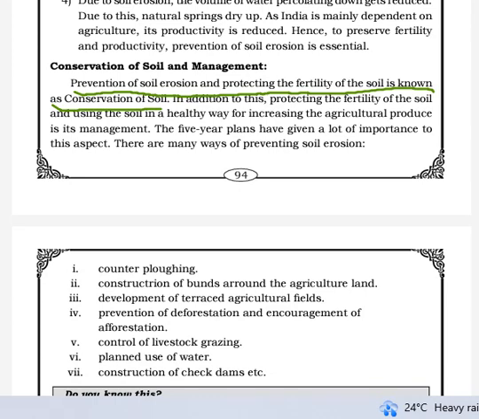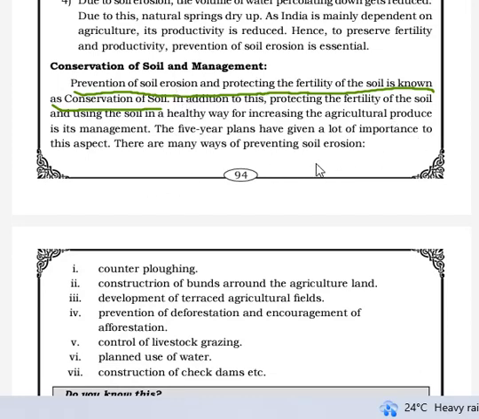Prevention of soil erosion means we have to stop the soil erosion process, and we have to also protect the fertility of the soil. We have to protect the top layer of the soil. That is called conservation of soil. In addition to this, protecting the fertility of the soil and using the soil in a healthy way for increasing the agriculture produce is its management. And what is the meaning of management? How we are protecting the soil, how we are increasing the fertility of the soil, that is called management. The 5-year plans have given a lot of importance to this aspect.